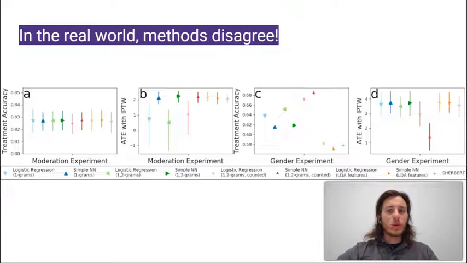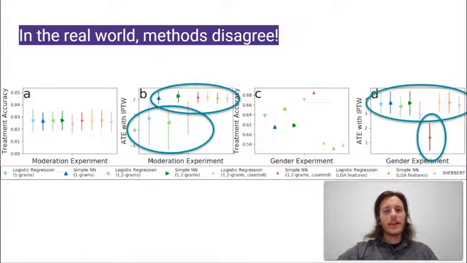Using two different real-world tasks, we show that many different commonly used causal inference methods disagree with each other on their estimates of the ATE. Again, in these experiments, we don't know the ground truth, so we don't know which method is correct, but if they disagree, they can't all be right. Clearly, we need a better way to evaluate causal inference methods.